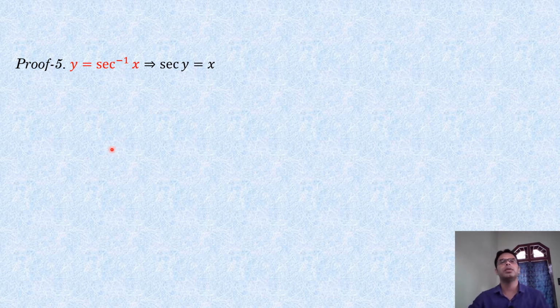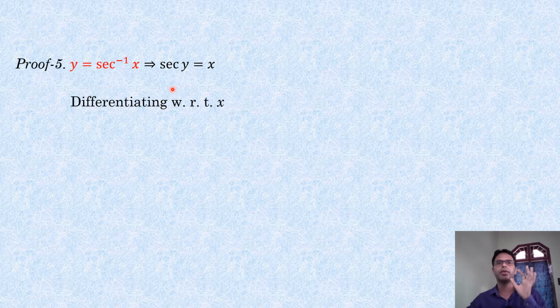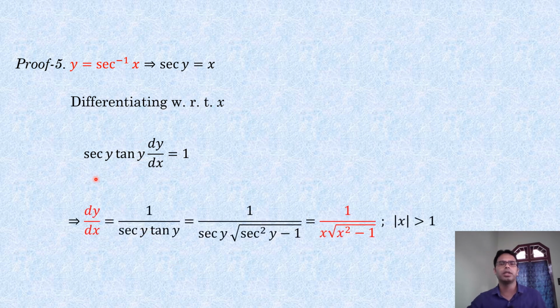Okay, then you take the proof of the fifth one, y is equal to sec inverse x, so sec y is equal to x. Differentiate it, because now it is an implicit function, so differentiating with respect to x, the derivative of sec y you recall, it is sec y into tan y, and for y you write dy/dx. Right side x gives 1, so dy/dx is equal to 1 by sec y tan y, which is 1 by sec y, which has the value x already, so sec y remains the same, and tan y can be written as root over sec square y minus 1 by trigonometric identity only.